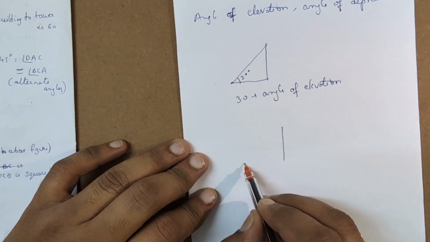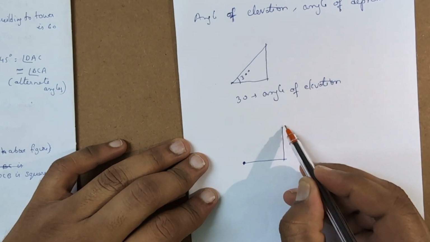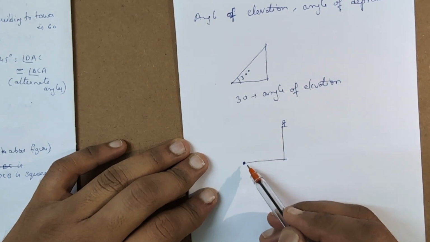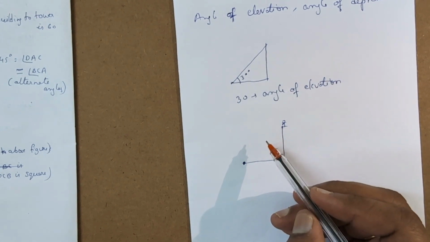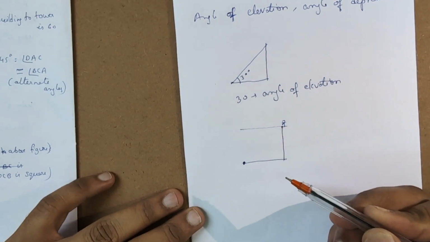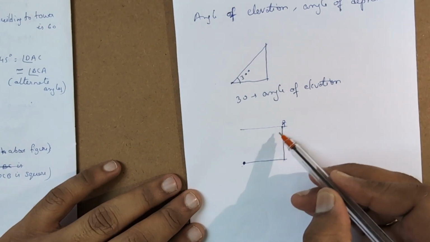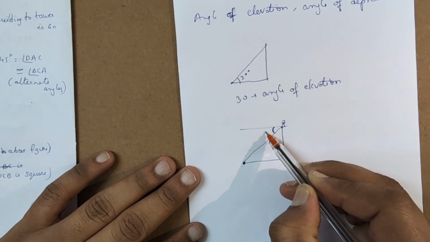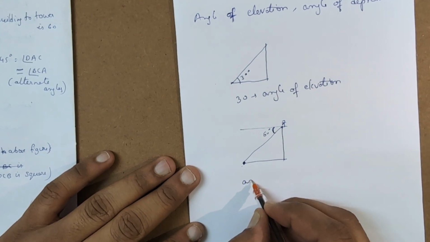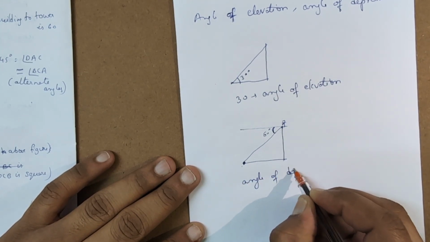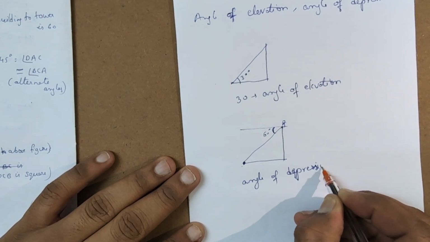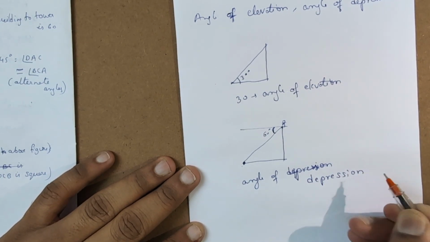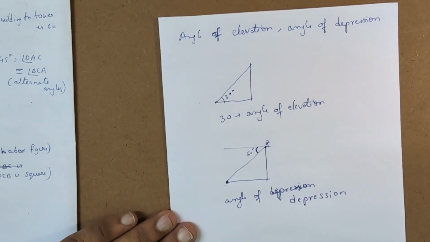Suppose there is a tower here and there is some bus stop here, and I am standing on the top of the tower, and from here the parallel, suppose there is a line here, and I am saying that the angle of depression to the bus stop is 30 degrees or suppose 60 degrees, then this is the angle of depression. So the angle of depression is always from the top, whereas the angle of elevation is from the bottom.